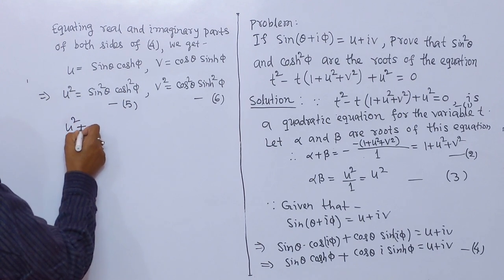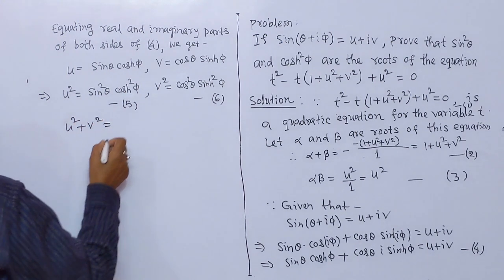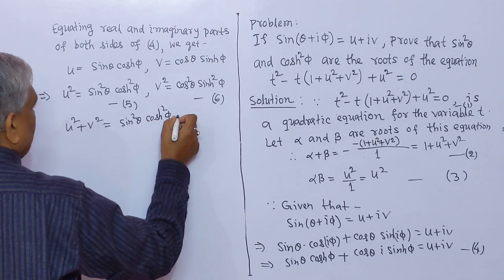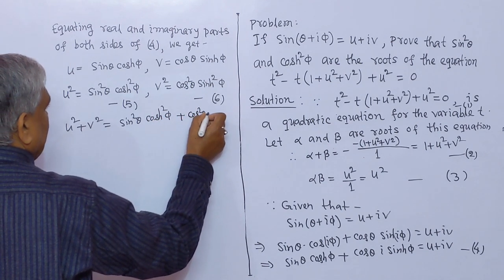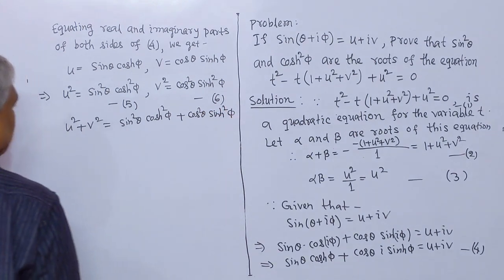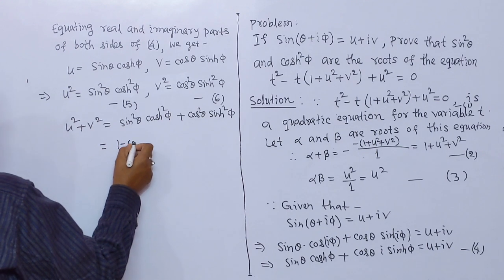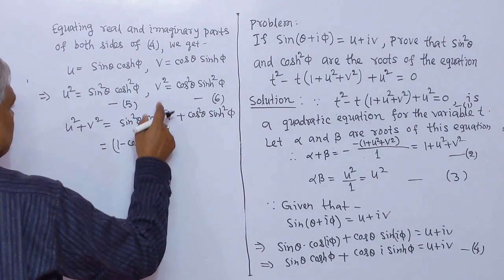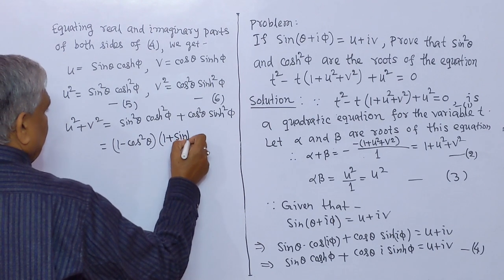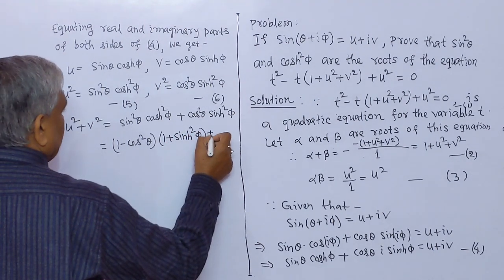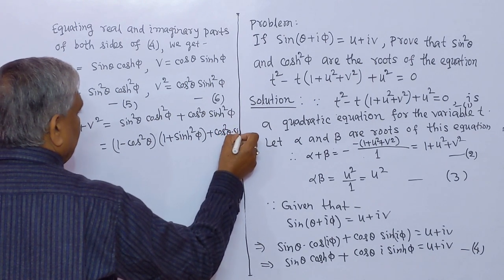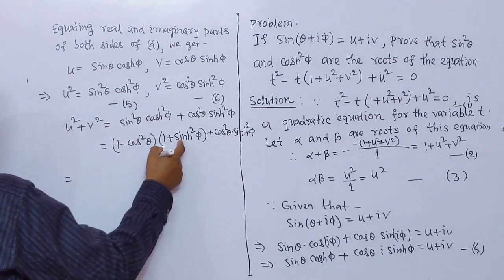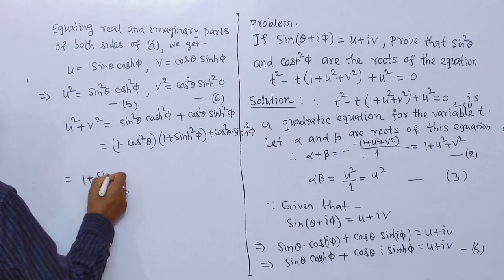u squared plus v squared equals sin squared theta cosh squared phi plus cos squared theta sinh squared phi. Sin squared theta equals 1 minus cos squared theta, and cosh squared phi is 1 plus sinh squared phi. So this equals (1 minus cos squared theta) times (1 plus sinh squared phi) plus cos squared theta sinh squared phi, and this will be equal to, we multiply this bracket by 1 plus sinh squared phi.